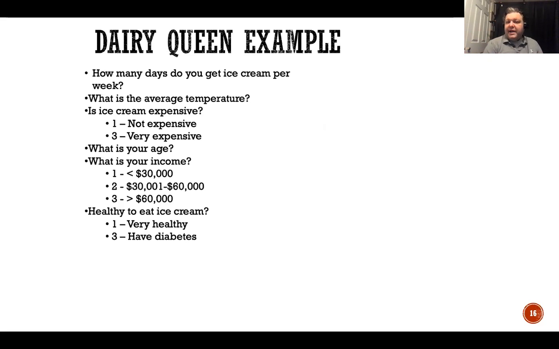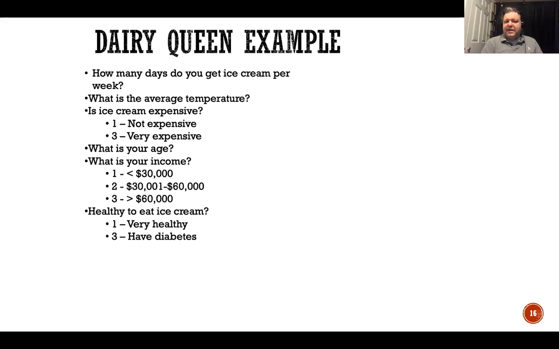Number 3, what is your age? Do kids eat more ice cream than adults? Do the elderly eat more ice cream than adults? Do the elderly eat more ice cream than kids? We don't know. But let's put in the person's age if they're willing to give it to us and see if that has any influence on how many times they have ice cream per week. Question number 4, what's your income? Put in a 1 if you make less than $30,000 a year. Put in 2 if you make between $30,000 and $60,000 a year. And 3 beyond $60,000. Translation, if your income is higher, does that mean you're more likely to buy ice cream?